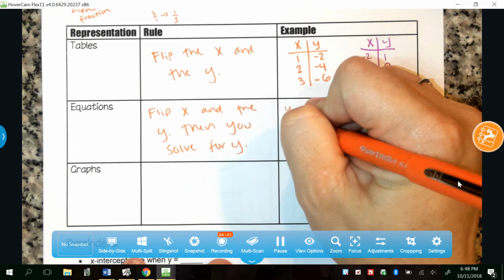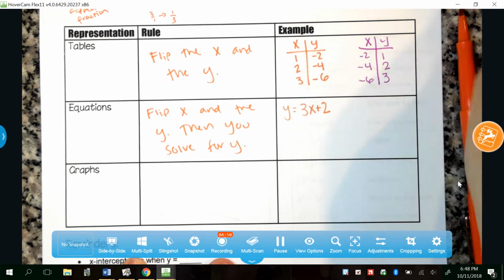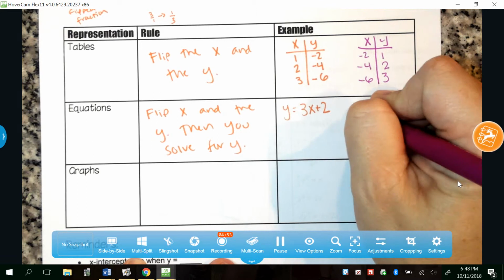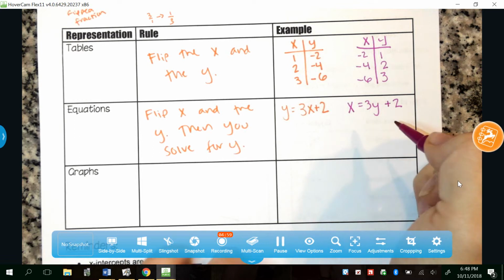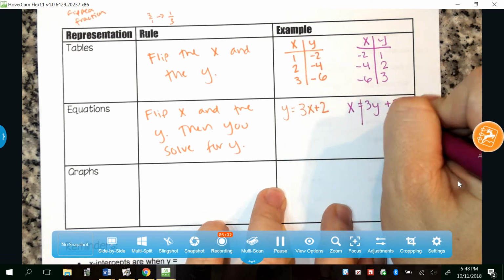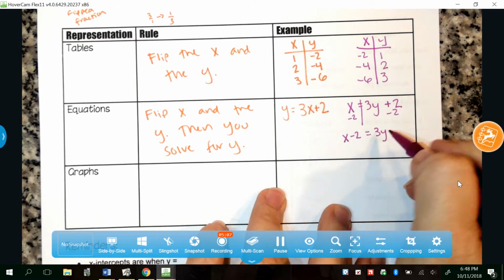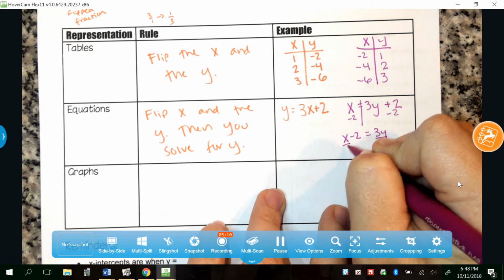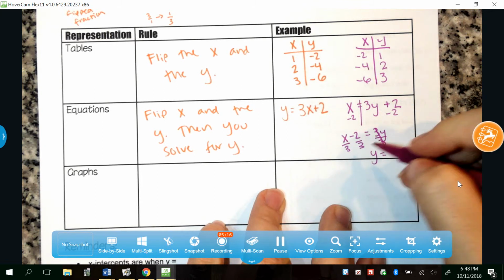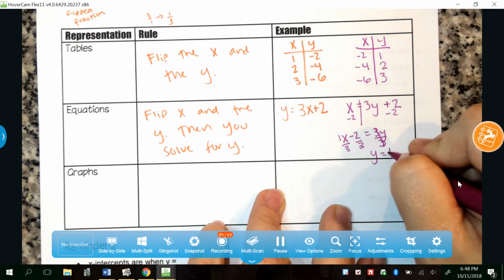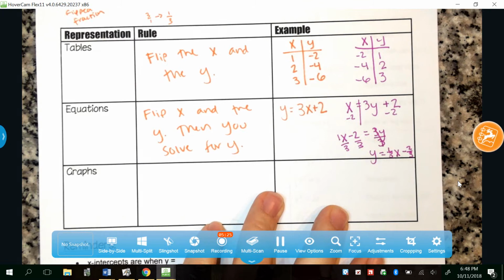So if we have y equals 3x plus 2, to find the inverse, we literally flip the x and the y. So it's going to be x equals 3y plus 2. Now we solve. We subtract 2 from both sides, and we get x minus 2 equals 3y. How do we get rid of that? We divide by 3. Divide everything by 3. This cancels, and we're left with, I'm going to flip it, y equals, remember that's 1x, so 1/3 x minus 2/3. That is the inverse of that.